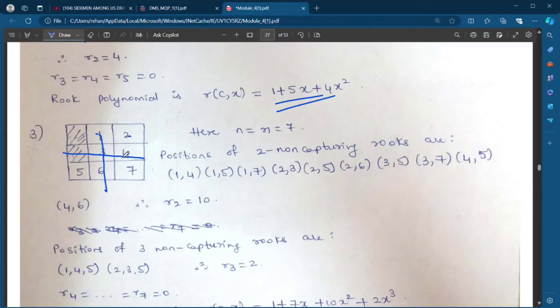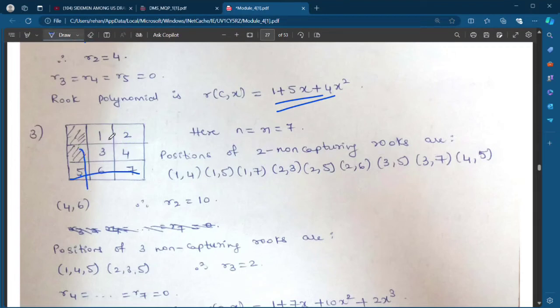So I'm considering 3. So see 3, 2, 3, 5, 3, 7. Okay, 3, 2 I'm not writing. Why? Because 2, 3 is already there. So only I'll write 3, 5, 3, 7. Then I'll erase it. So I can take 4 now. Consider 4. So 4, 5, 4, 6, 4, 7. I can take 4 comma 7 also here. Can I? Okay, sorry, I cannot take 4, 7 because it is in the same row, right? So only 4, 5 and 4, 6 will come.